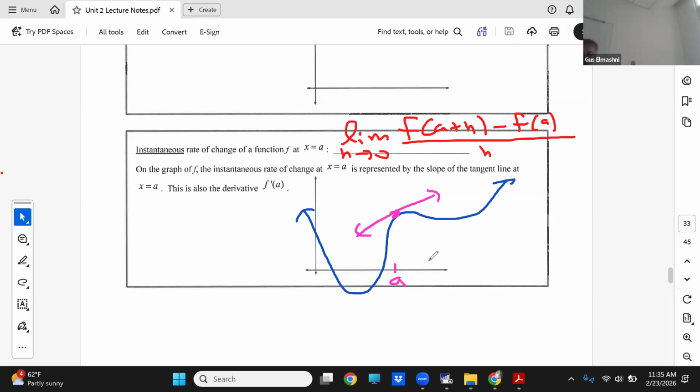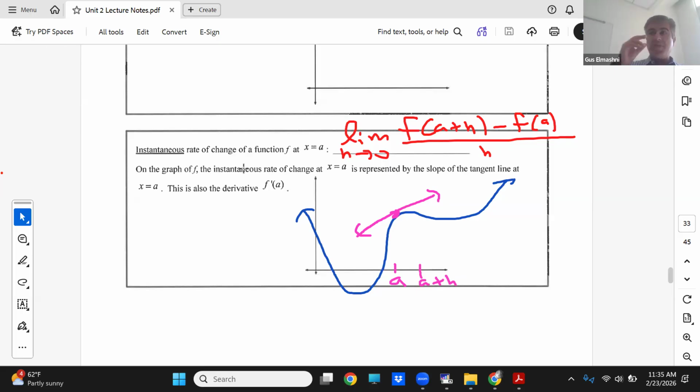And H, if you think about it, let's say A plus H is over here, but you're trying to get H closer and closer to zero because as H gets closer and closer to zero, those two points become one. When they become one, now it's no longer a secant line. Now it's a tangent line, right? So that's just to remember that.